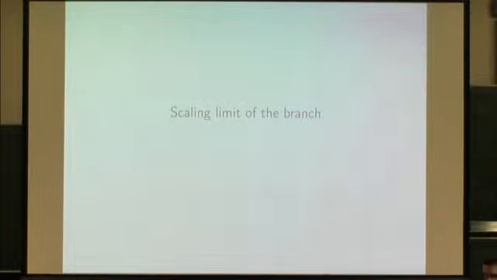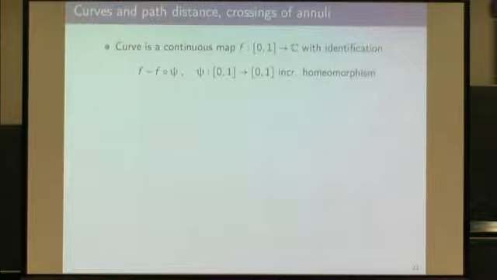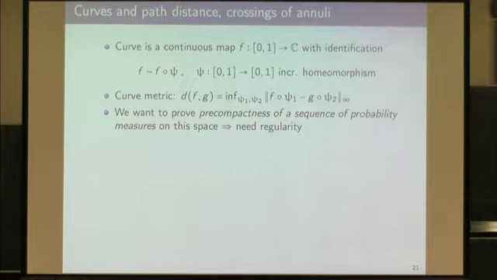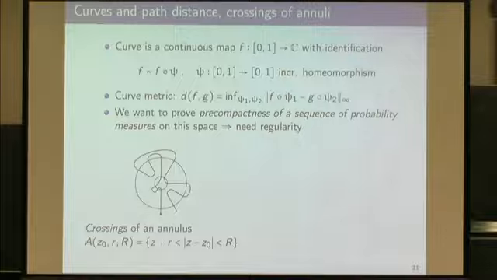So now we want to take the scaling limit. It's a two-step process. First I describe the existence part. We consider the space of curves, which is where our random branch of our tree is living, and this is the topology there, and we want to show the pre-compactness of this sequence of probability laws. We need some kind of regularity, and we need to control the crossings of this annulus.